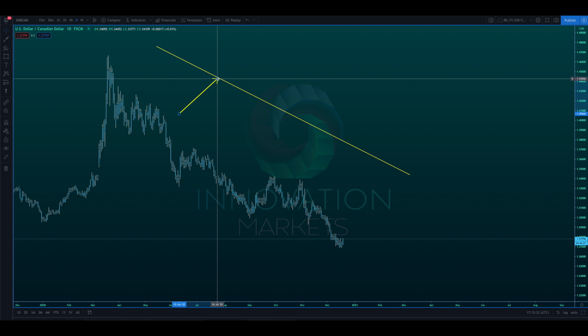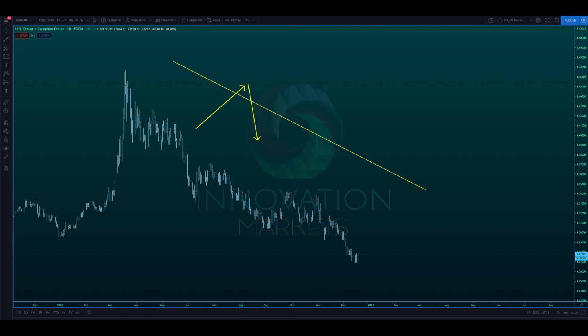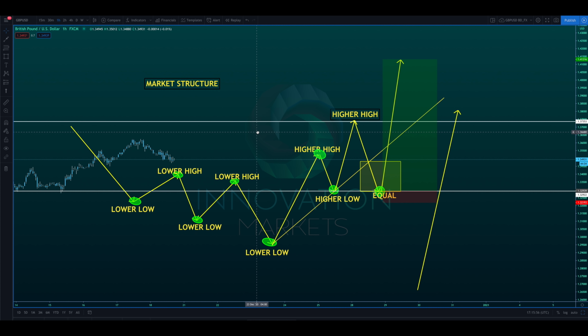So what we tend to see is these break through quite a bit, but then potentially still move back down because we haven't broken the trend. We've only just broken the trend line, like I've just explained on the annotations over here.